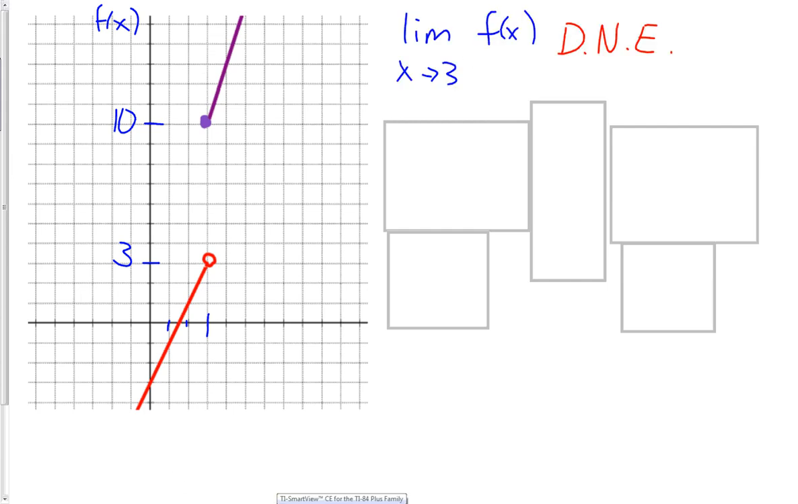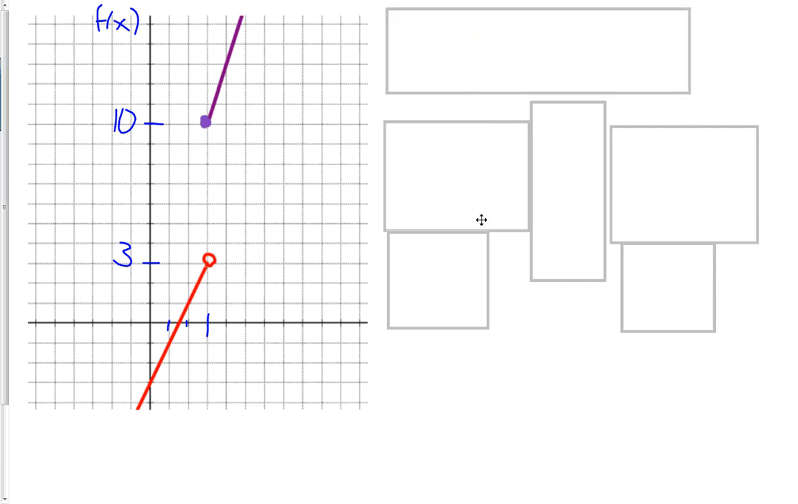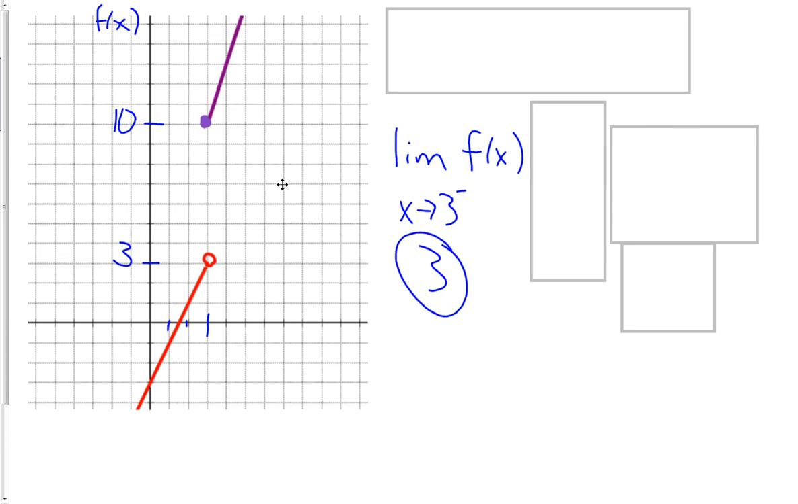Let's say we have the given graph, which is our function, and we are evaluating at x is 3. Well, on the left side of the graph, my y value appears to be 3. So the limit of f of x as x goes to 3 negative, not negative 3, meaning the left side of 3, appears to approach y is 3.